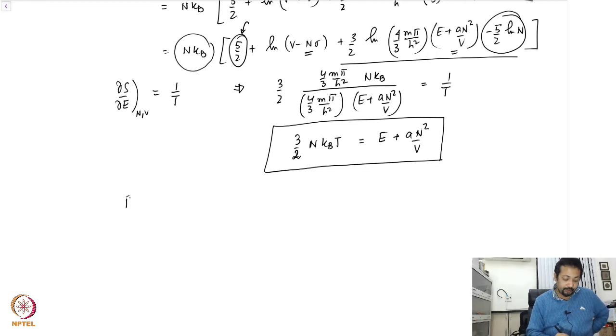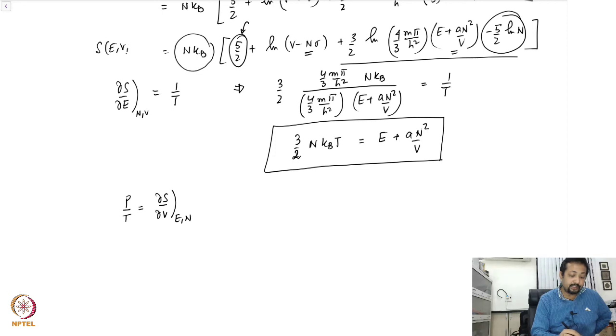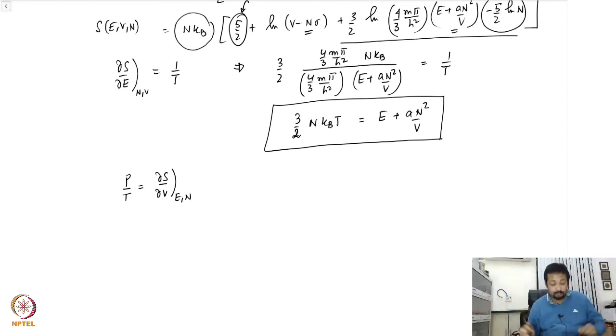What about the equation of state, that is, del S del V, with E and N held constant? By the way, you should note that this is the desired fundamental relation of type 1, which is kind of the holy grail in thermodynamics, right? Once I have P by T equal to del S del V, with E and N held constant, let's calculate that derivative. The volume only appears over here, and also here. One has to be very, very careful.